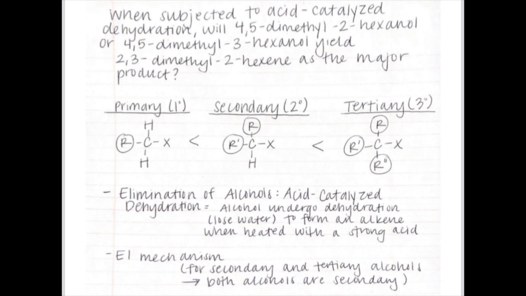When subjected to acid-catalyzed dehydration, will 4,5-dimethyl-2-hexanol or 4,5-dimethyl-3-hexanol yield 2,3-dimethyl-2-hexene as a major product?